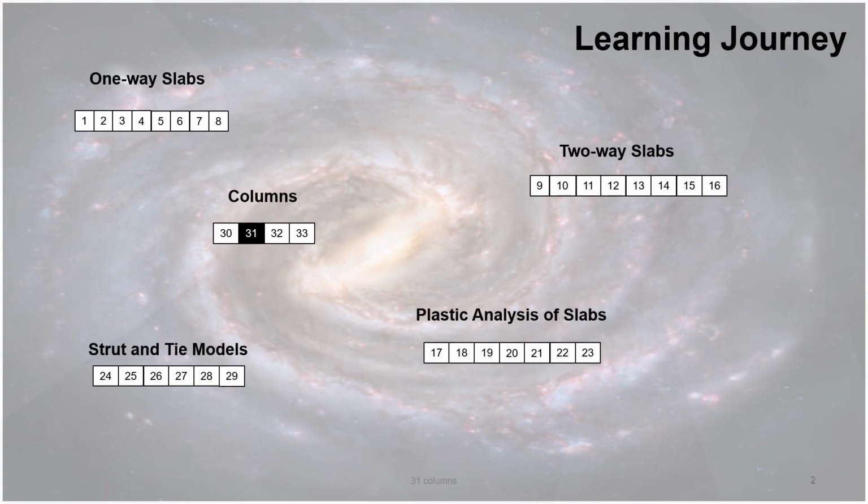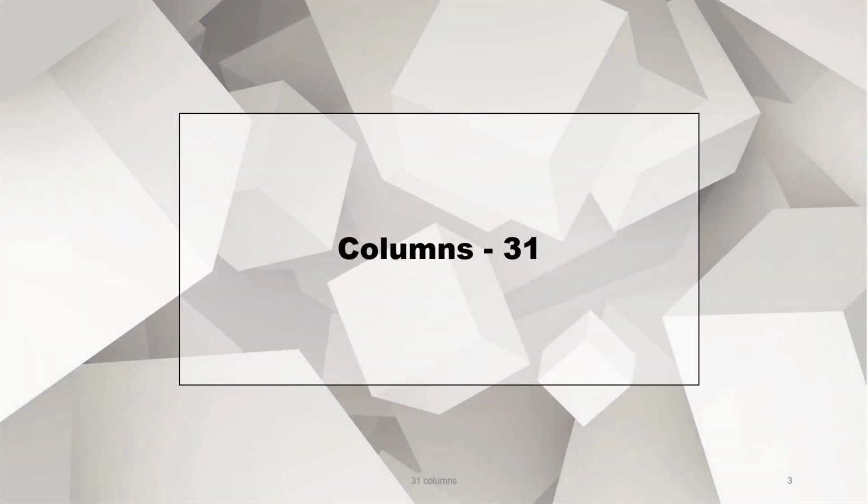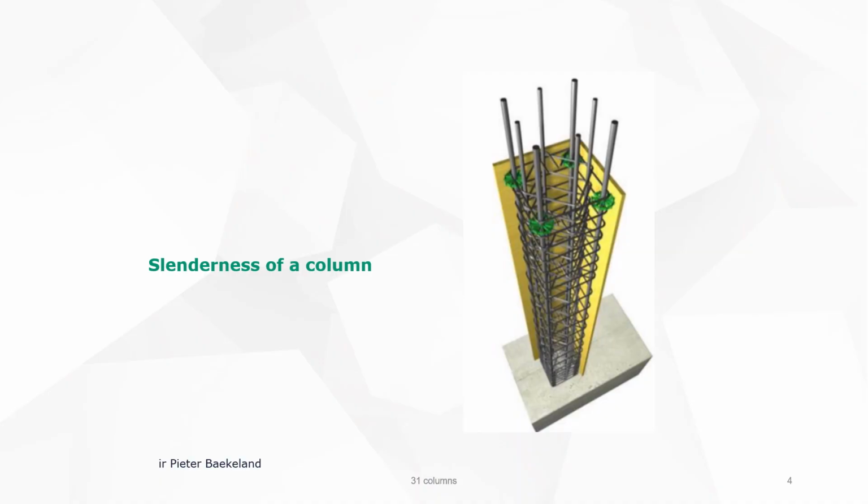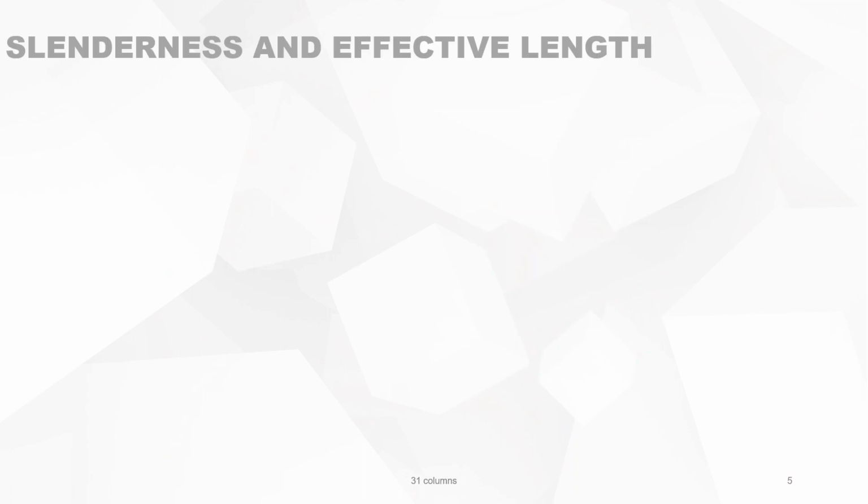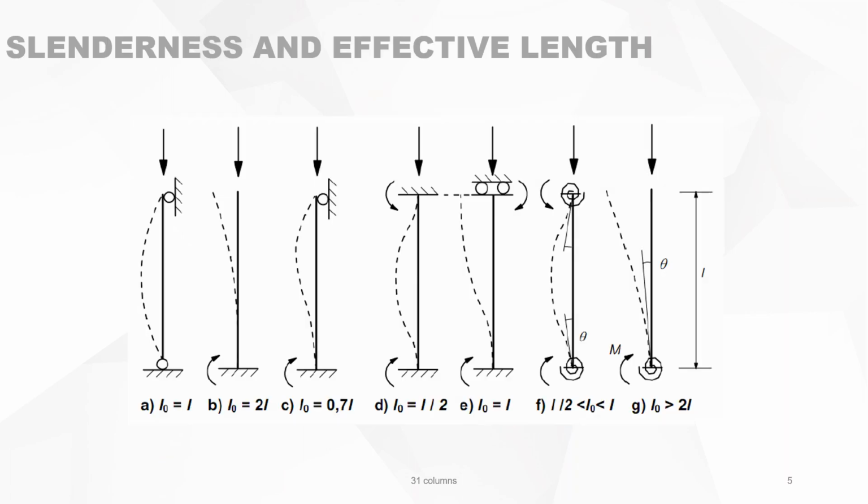This is video 31 in the series on reinforced concrete slabs, but it will deal with the design of columns. We will now have a word on the slenderness and effective length of a column. First, we start with the effective length.